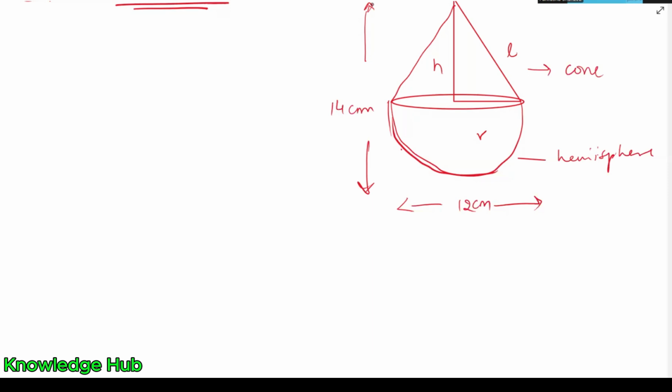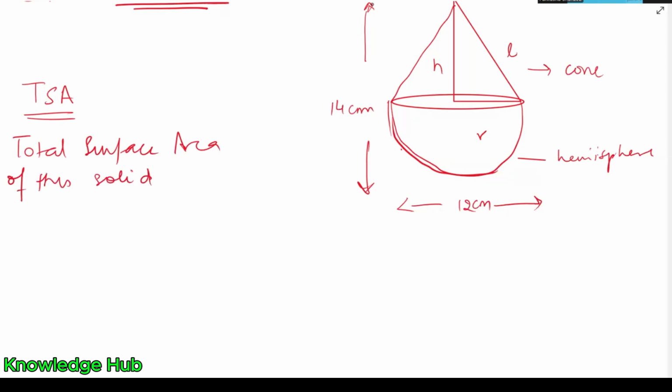Now, for example, if I have to find out the total surface area of this solid, how am I going to work on it? This total surface area of this solid means that we have to work with a cone and we have to work with a hemisphere, right? So first of all, let's see, the total height is 14.